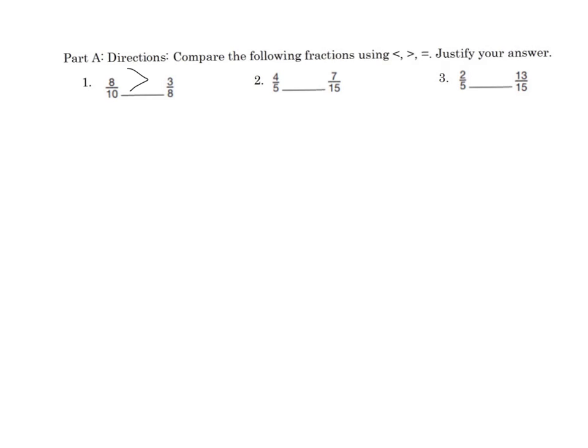Now if I'm looking at 4/5 versus 7/15, I may also think about using benchmarks for this one because 4/5 is really close to a whole, where 7/15 is close to a half. So I could say that 4/5 is greater than 7/15. If you wanted to, you could also change 4/5 to have a common denominator of 15. So I know I would have to times by 3 over 3. So 5 times 3 gives me the 15, 4 times 3 gives me 12. So now I know for sure 4/5 is greater than 7/15.